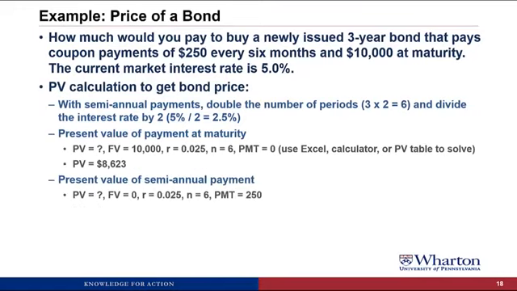Then we have to figure out the present value of that annuity of semi-annual payments. So here we're looking for present value. The future value is set to 0. Interest rate again is 2.5%, 6 semi-annual periods, and we're getting $250 at the end of every semi-annual period. So let's pop out to Excel and solve this one.